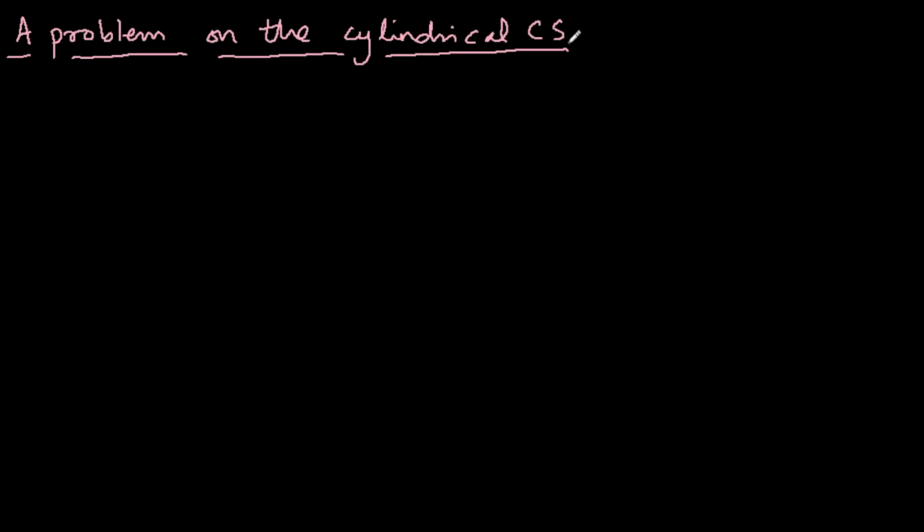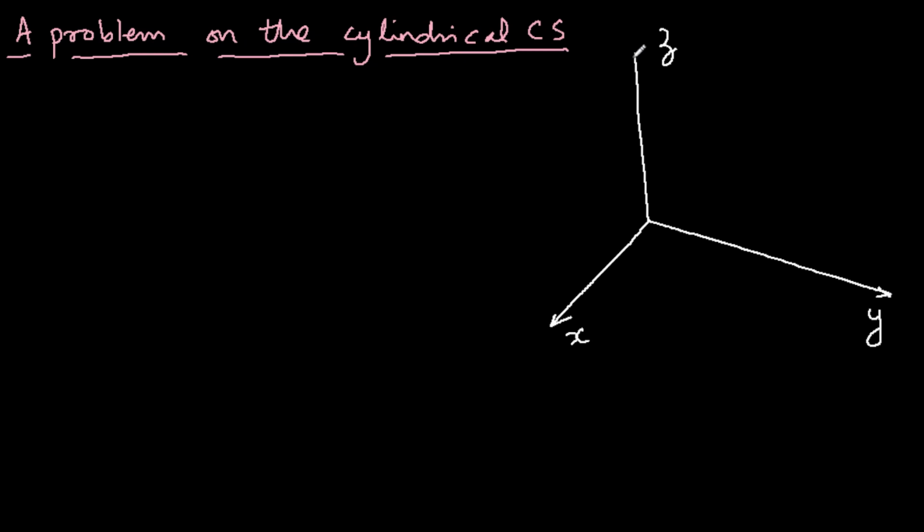Let's solve a problem on the cylindrical coordinate system in this video. The problem says that in some coordinate system which we have defined, maybe this is x, y and z. A particle is moving, so its location is, say, x, y and z.